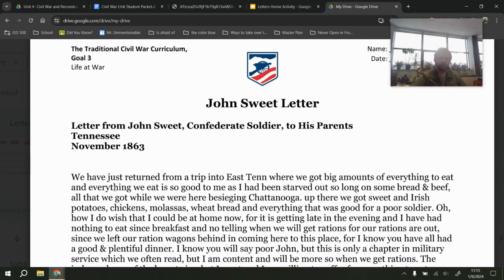Letter from John Sweet. Letter 3. A Confederate soldier, which he sent to his parents in Tennessee in November of 1863.